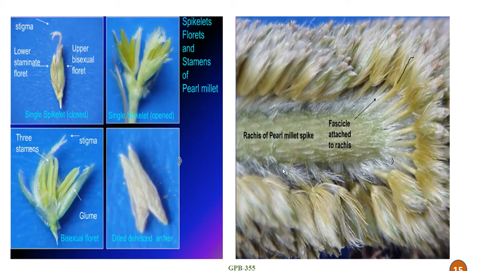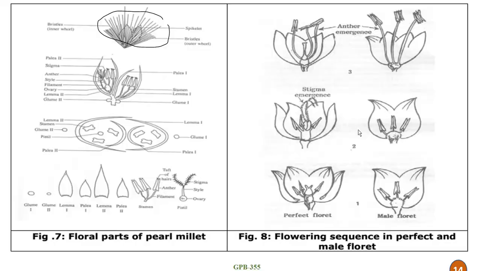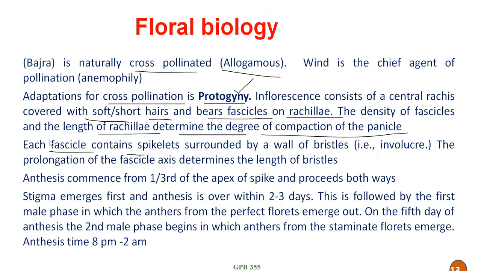This is the whole inflorescence having a central rachis, and on that rachis each and every structure has bristles, and all the female parts are called fascicles, and these are attached to the central rachis of the spikelets. So the density of these fascicles and length of the rachilla determine the degree of compaction of the panicle, and each fascicle consists of a spikelet surrounded by a wall of bristles, that is the involucre, and the prolongation of the fascicle axis determines the length of these bristles.